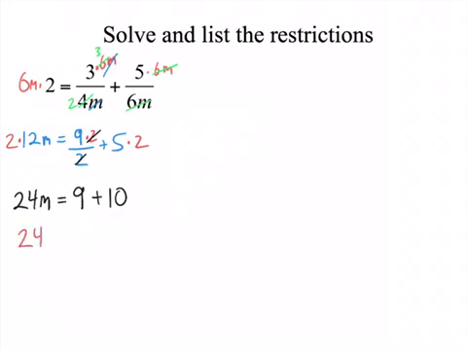I now have 24m equals 19. Divide both sides by 24. And I have m equals 19 over 24.